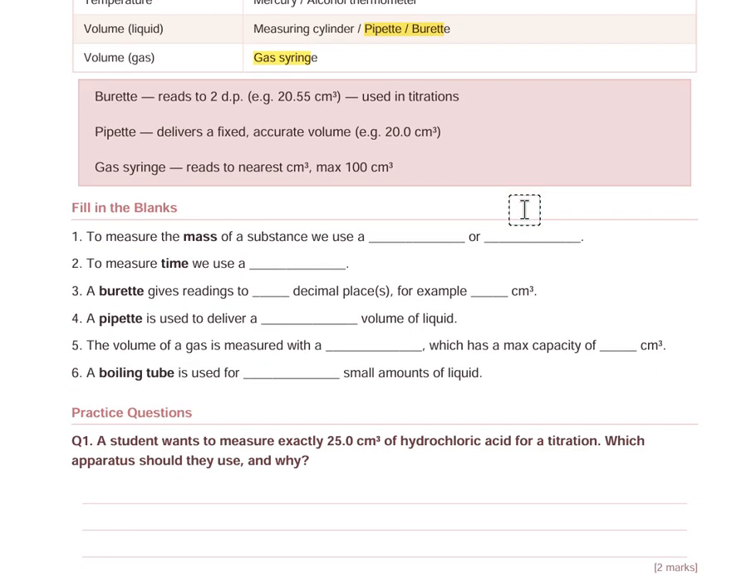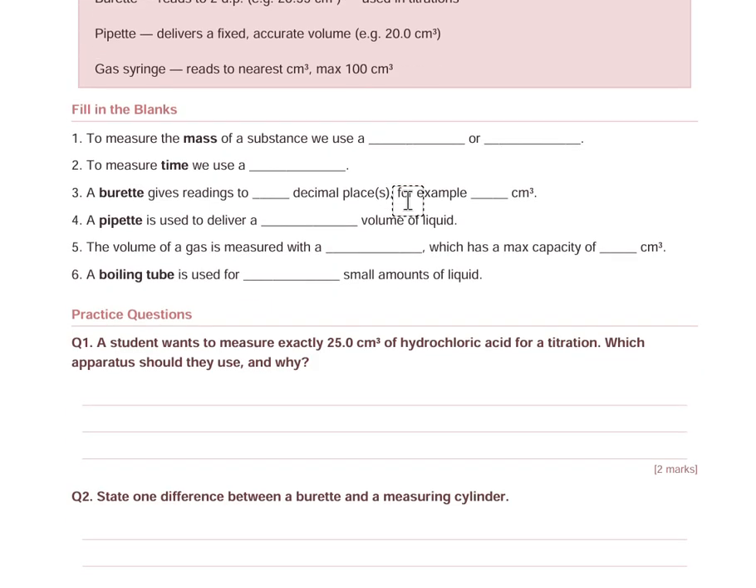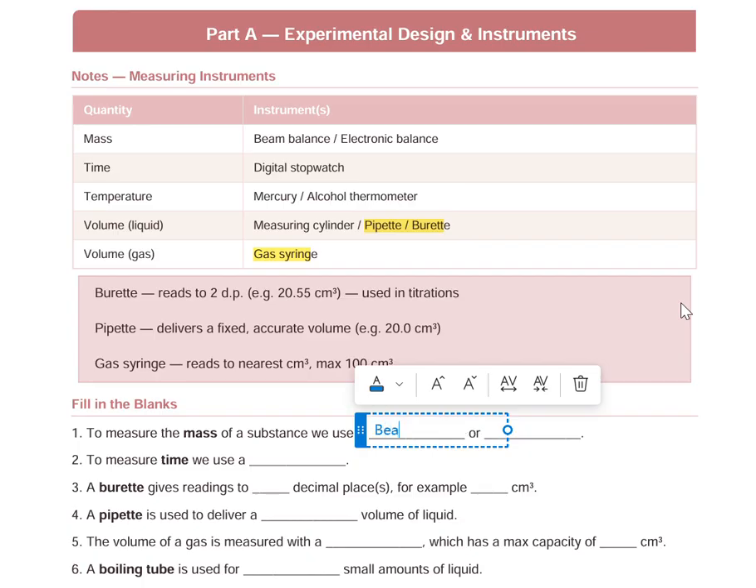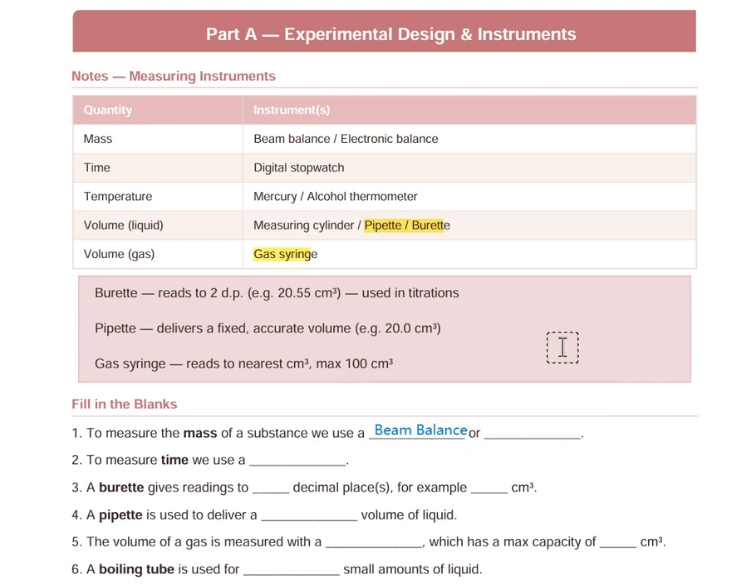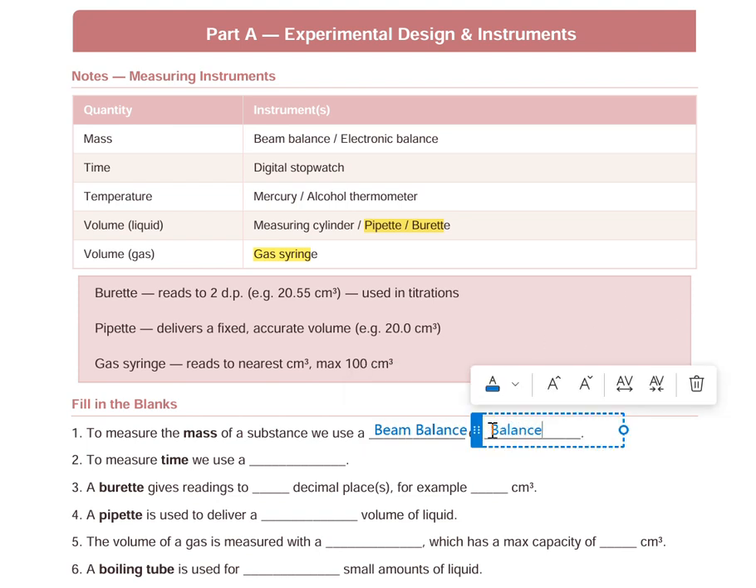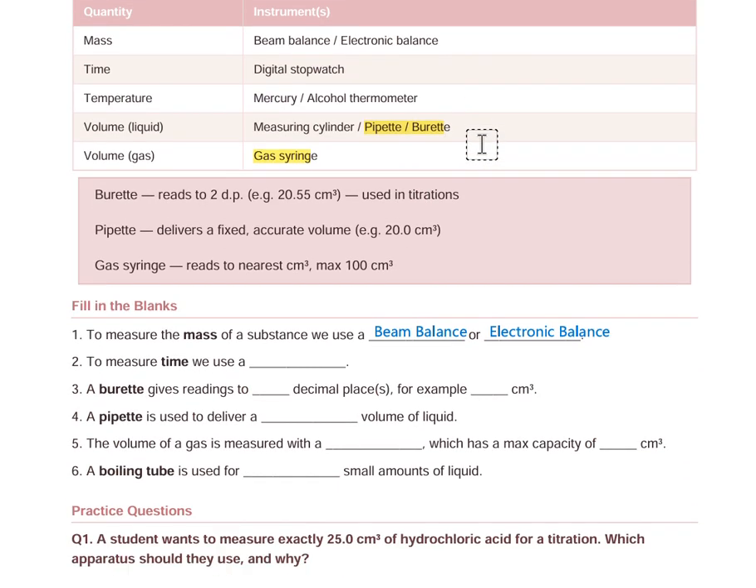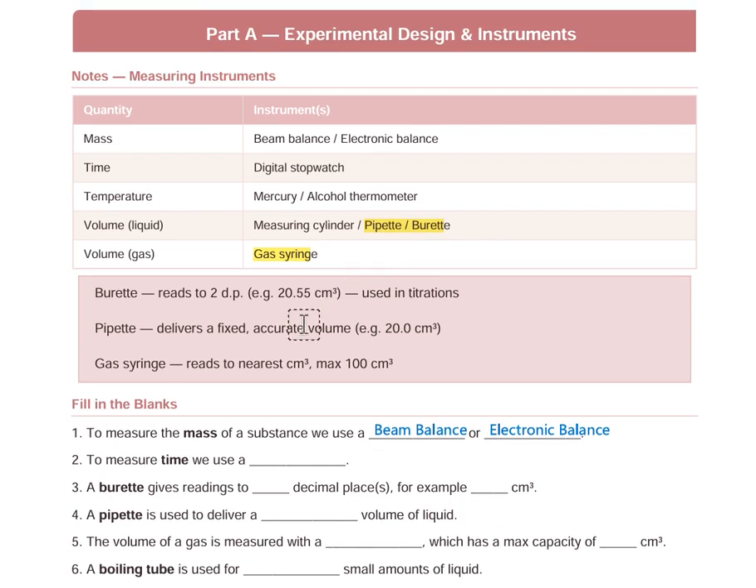Okay, let's start our fill in the blanks. To measure the mass of a substance, we use a beam balance and an electronic balance. You actually have to use the very scientific term, even though it's a bit annoying, but it's what science has to do. Even with 1 mark questions, you have to write like a long paragraph. It doesn't make sense. Okay, to measure time, we use a digital stopwatch.